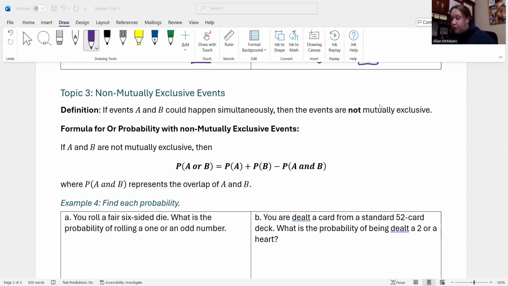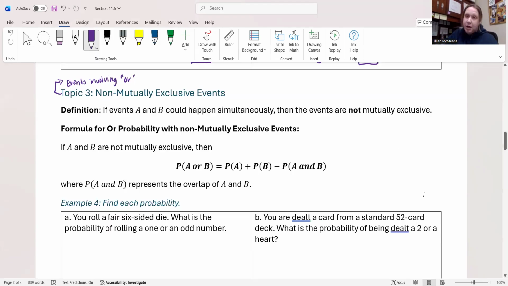Okay, for topic 3, we're still talking about probability involving or. So we're still dealing with events involving or. But now we need to talk about non-mutually exclusive events. It's very, very important that you understand the difference between mutually exclusive and non-mutually exclusive.